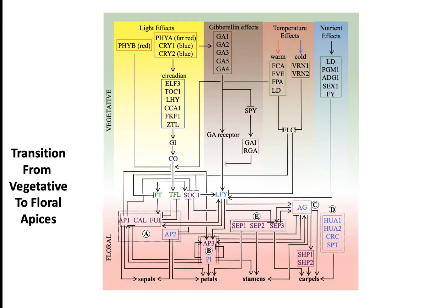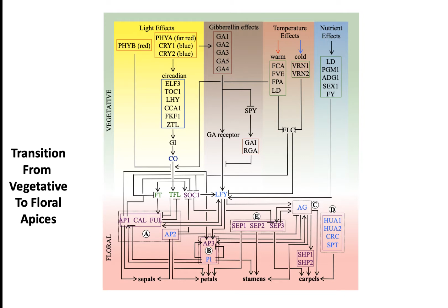When a shoot apex changes from a vegetative apex to a floral apex, several things change, including, in most cases, the floral apex is a determinate organ. That is, it's at the end of that stem, whereas a vegetative shoot apex continues growing and putting out new leaves all the way up.